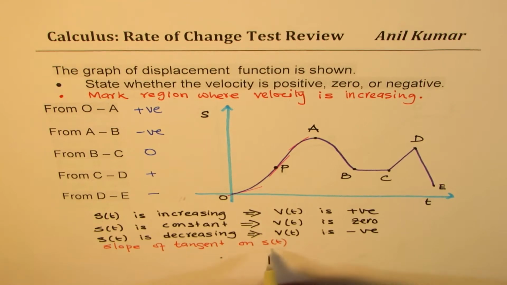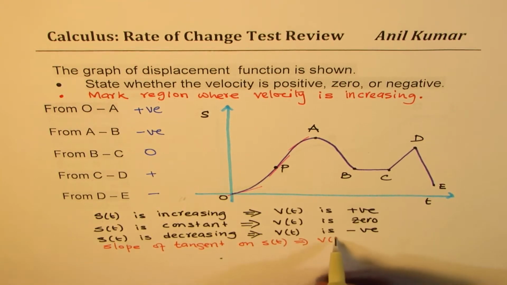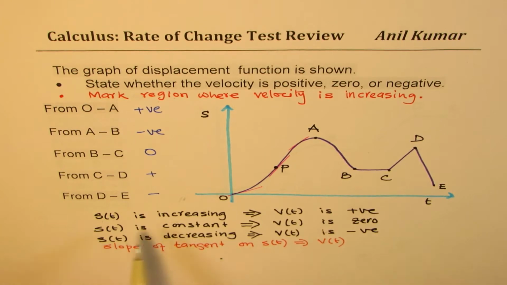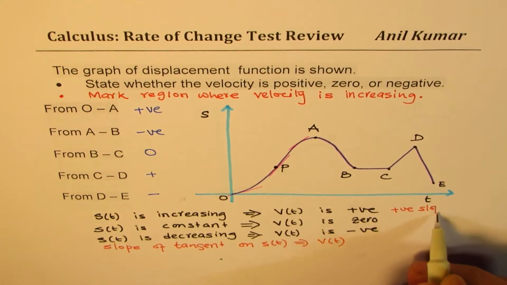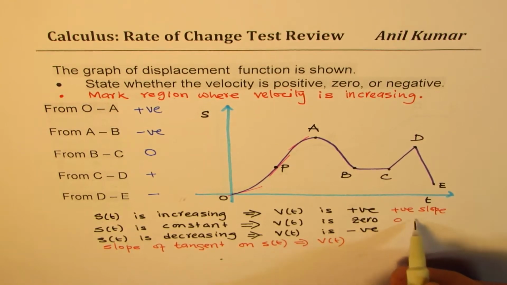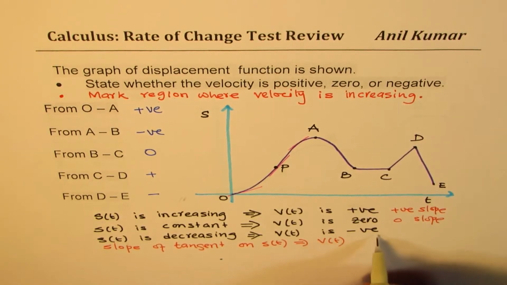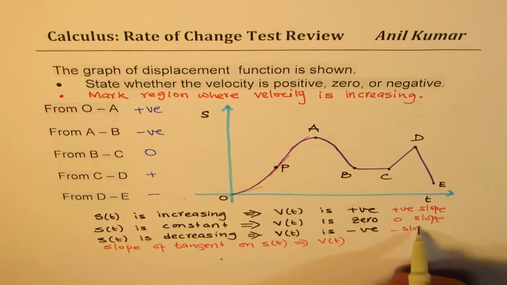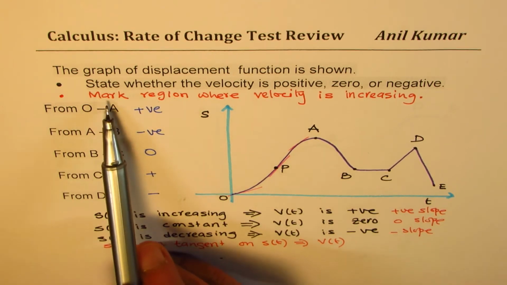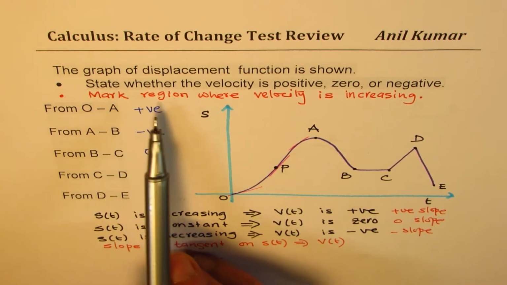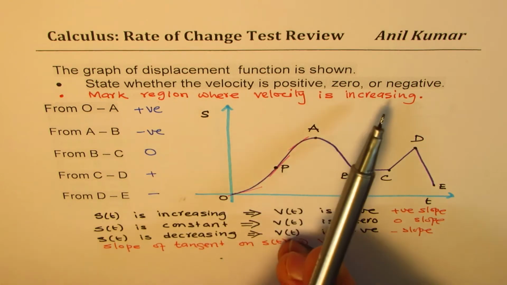On S of t, that gives you velocity. Is that okay? So if it is increasing, positive slope. If it is 0, 0 slope. If it is negative, negative slope. Is that correct? Now the main question here, which sometimes you may not get correct, is the part which I have added, which is mark region where velocity is increasing.